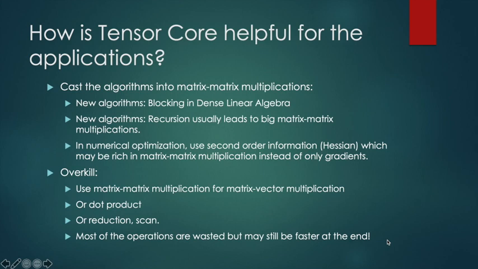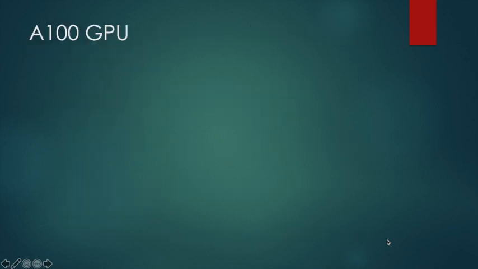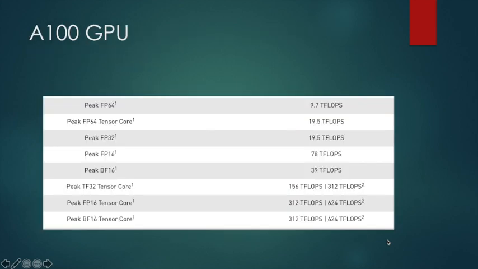NVIDIA's new Ampere architecture emphasizes the strength of Tensor Core. See this table. The performance is even much better. Now TCGEMM can reach 312 TFLOPs, and the rest of the system does not have such improvement. This means that the speed gap between Tensor Core and the rest of the system is even larger, so we should figure out a way to use Tensor Core as much as possible on the Ampere architecture.